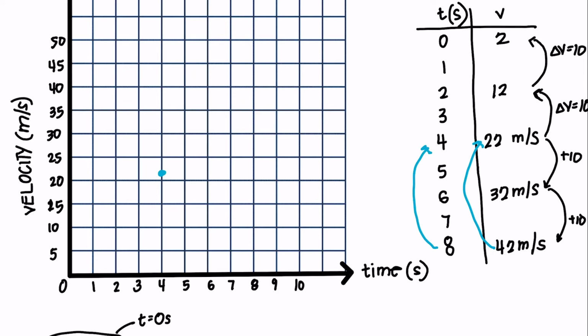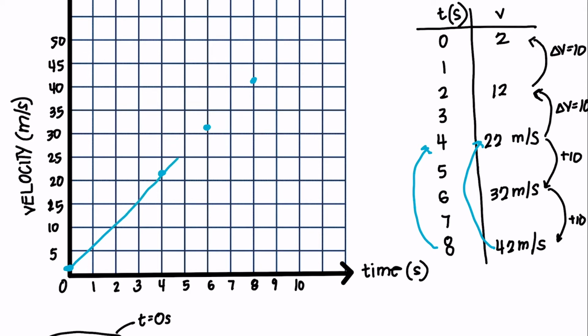So here, we'll start with 4 because that was the first one that we found. And at 4, it was 22 meters per second. And at time 6, it was 32 meters per second. And then time 8 was 42 meters per second. And then I'm going to go ahead and fill in at 0. Our initial velocity was 2 meters per second.